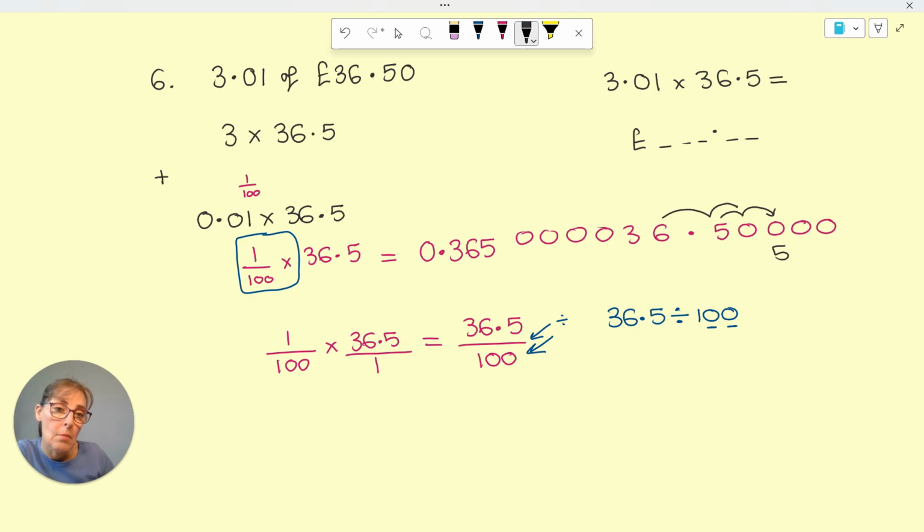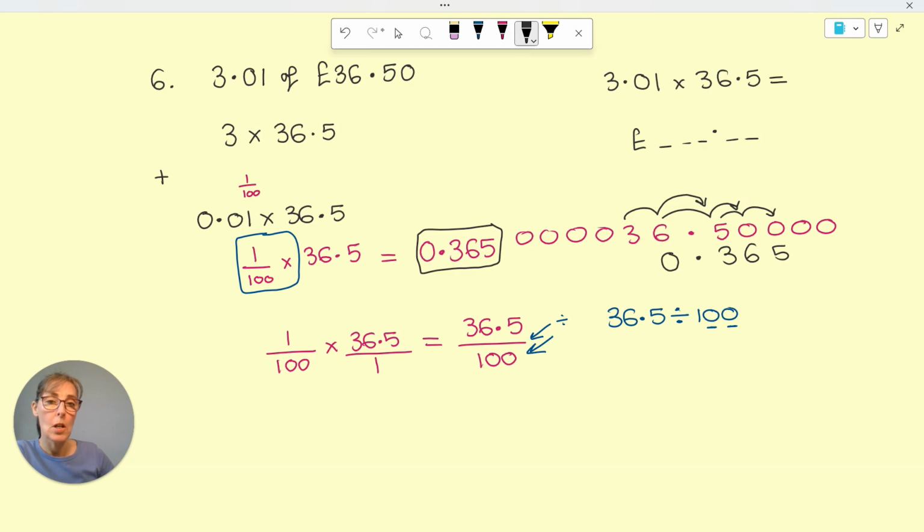This one moves down to that place. And this 3 moves down to that place. And then we've put in the decimal point and fill it in. So 0.365 here. So that's the 0.01 times 36.5.